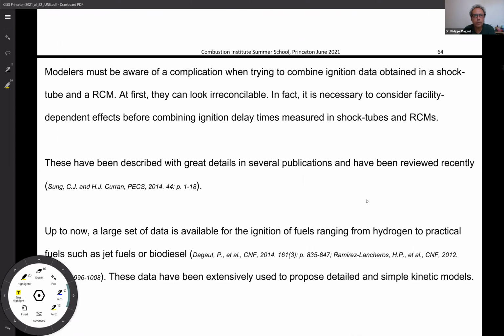Let me have a look at the questions. Could surrogate validation for ignition delay be done in an ignition quality tester before being validated in engines, since no validation data is available for the target fuel in a shock tube or rapid compression machine?